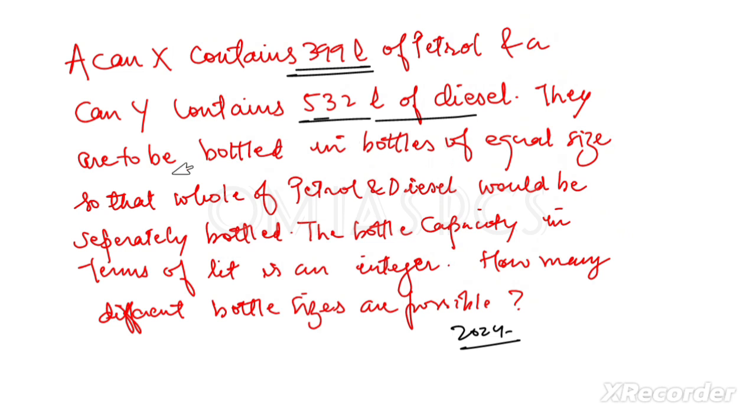So that the whole of petrol and diesel would be separately bottled. They have to be bottled in separate bottles. And the bottle capacity in terms of liters is an integer. Whatever the capacity is, that should be an integer, not a fraction. Keep this in mind. And how many different bottle sizes are possible? We have to find this one. This is your homework.